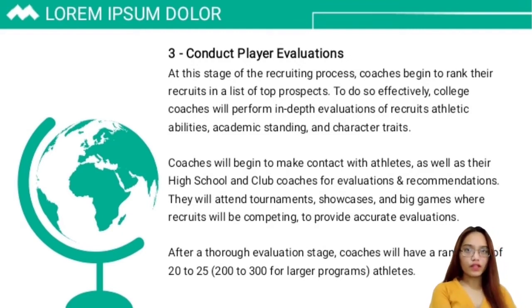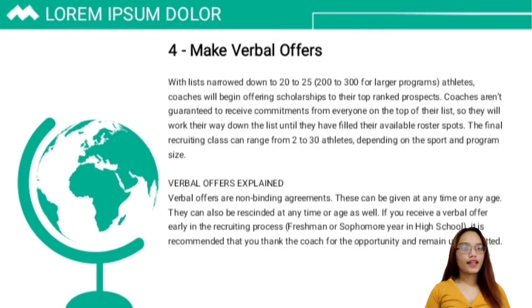Contact coaches with evaluation materials. Send coaches your updated athletic stats, academic progress, and highlight videos of your recent game footage. Ask your high school or club coaches to reach out to college coaches and give recommendations. Let coaches know that you plan to make an official or unofficial visit and arrange a date that works for everyone involved. The next stage is to make verbal offers.